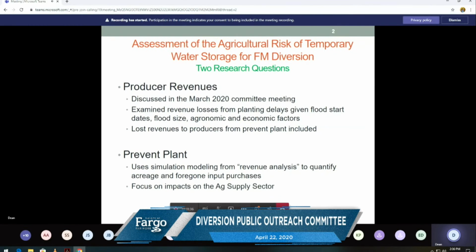And while we included the lost revenues to producers if they were forced into a Prevent Plant situation as a result of the diversion, we didn't really articulate or define the acreage, or for that matter, the inputs that would not be purchased as a result of that. So the analysis that we're talking about today really has a focus on the ag supply sector and what the addition of having more PP in the staging area would mean for those businesses that are actively supplying inputs to producers that are operating in that area.